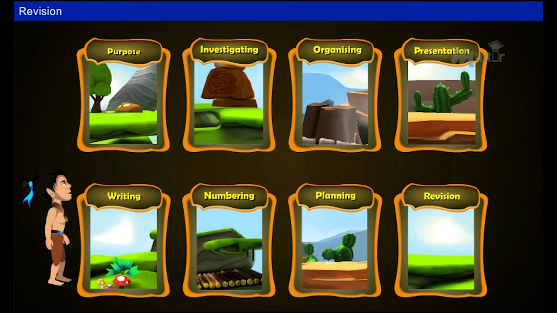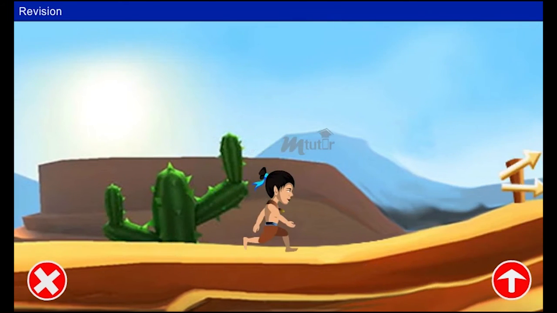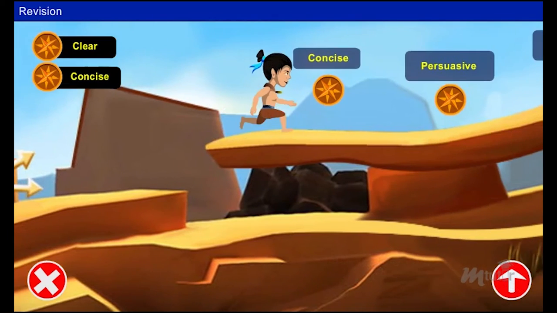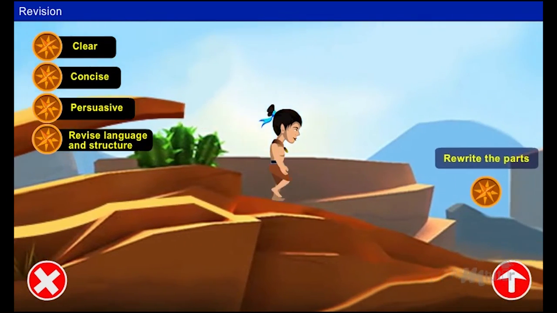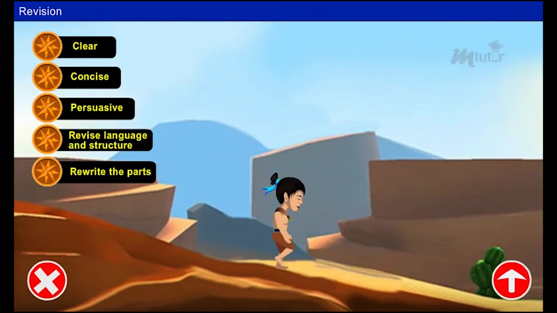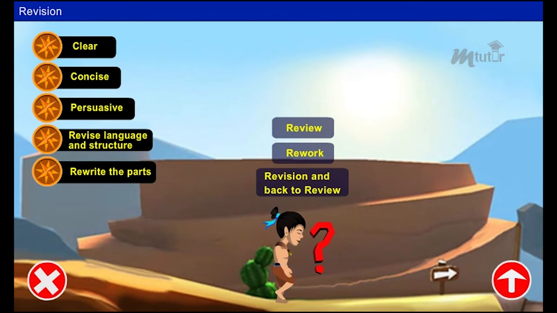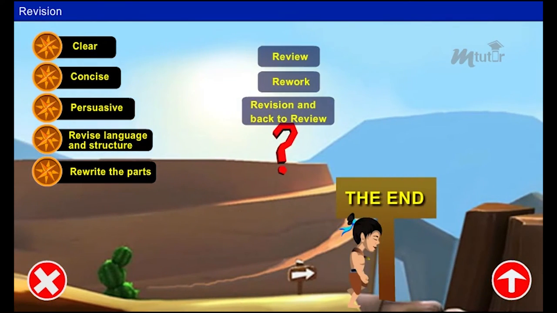The final stage is the revision. Always read and revise what you have written. Otherwise, ask someone else to read and revise your report. Check whether the report is clear, concise, and persuasive. Revise your language and structure. Rewrite the parts that do not work meaningfully. The review, rework, revision, and back to review can go into 2 or more iterations.